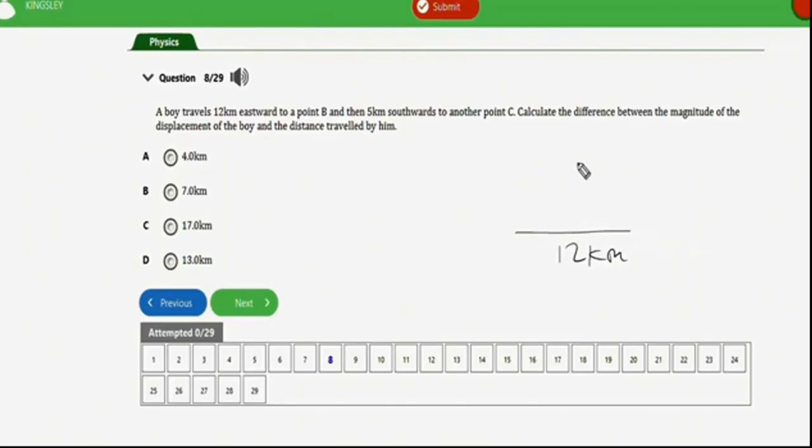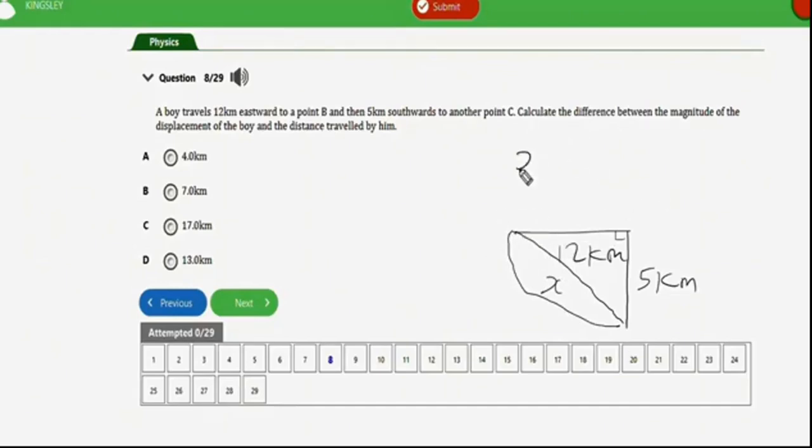So east, west, north, and south. So this will be southwards, which is 5 kilometers. From here, we're going to have this angle in between. Basically, we are asked to calculate the difference between the magnitude of the displacement. So from this point to this point will be the magnitude of displacement. So let's get the value of x. We are going to apply Pythagoras rule.